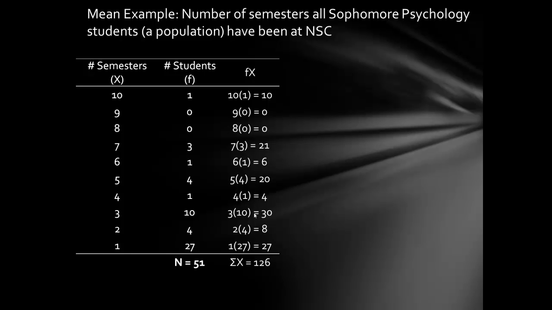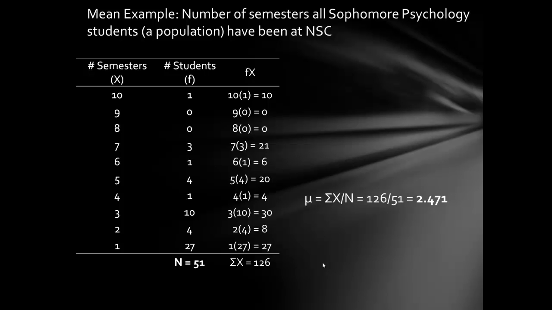So remember, in order to calculate the mean, you need to find the sum of X. And in this case, you can't just add up all the X's together. That just represents the range of scores, but not how many times those scores are present in our data. You have to take into account that we have 51 students, and we need to add up all their scores. So you take each X value and multiply it by each F value, or each number of semesters multiplied by how many students have been here that long. So 10 times 1 is 10, 9 times 0 is 0, 8 times 0 is 0, all the way down, and then you add that together to get the sum of X, which is the numerator of your mean formula.